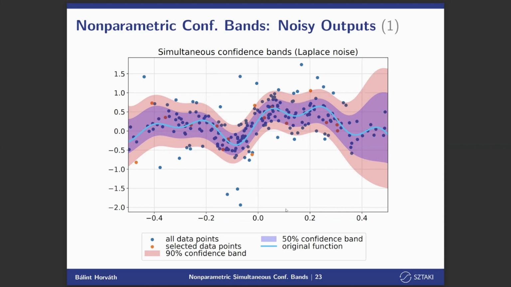And as you can see, both the 50 and the 90% confidence bands were successful in the sense that the original function, which is once again denoted with this blue line, is included in both confidence bands. But as you can see, once noise comes into the picture, this problem is not really trivial, in the sense that once I only see the noisy data, it's quite hard to estimate how the regression function actually looks like.